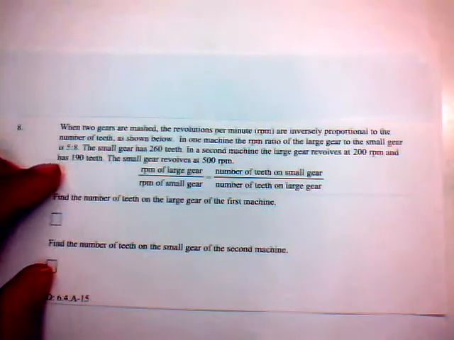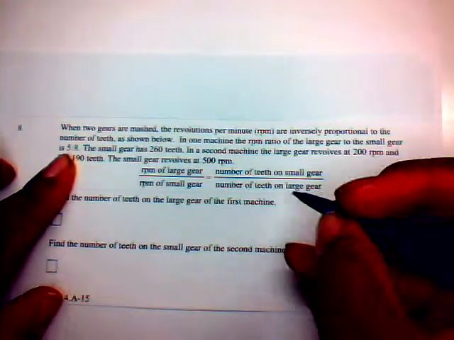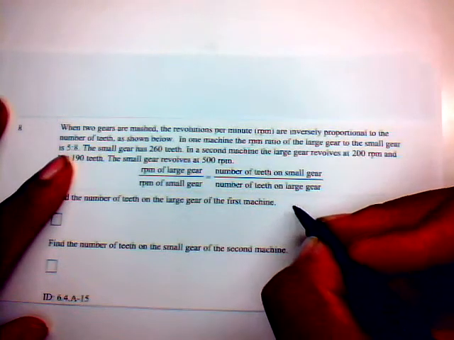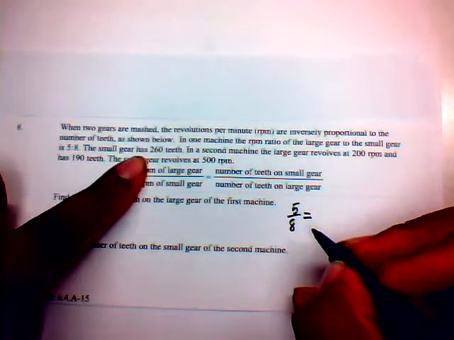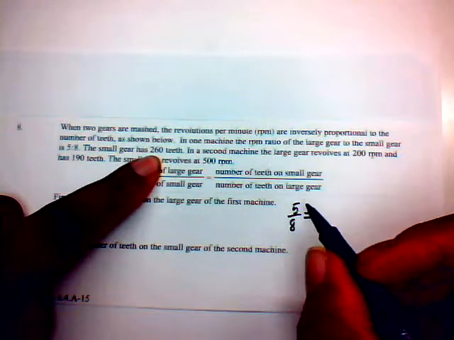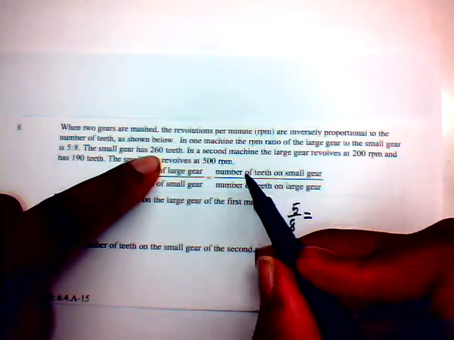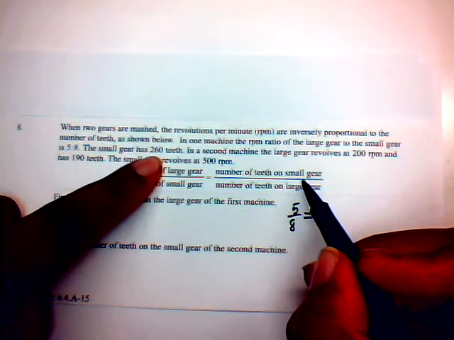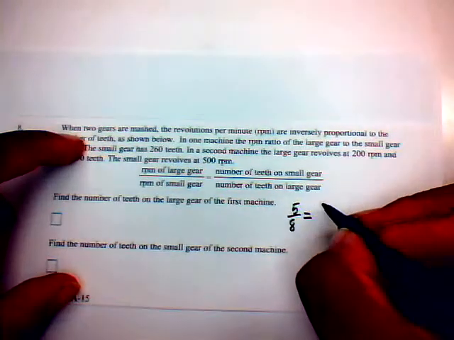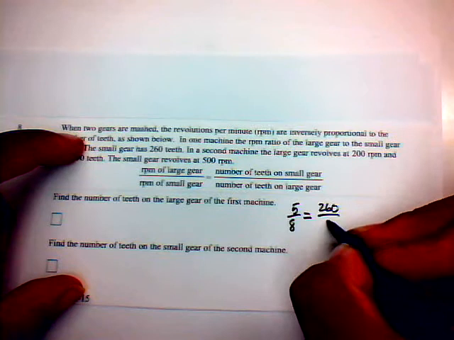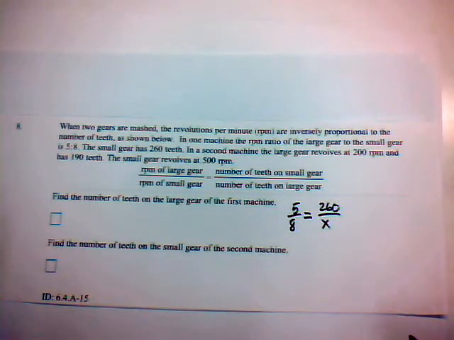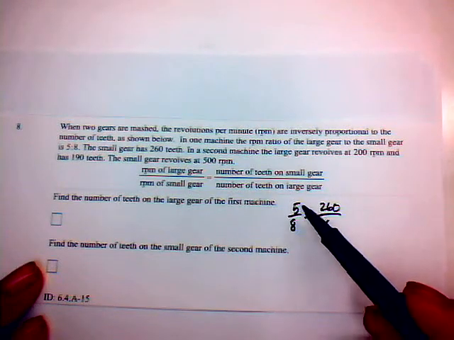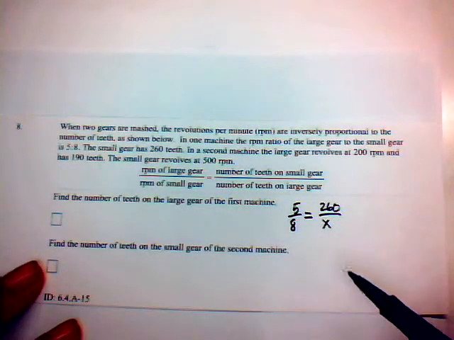Now we say in one machine that the RPM of the large gear to the small gear is 5 to 8. So already that ratio is 5 over 8. The small gear has 260 teeth. Now notice this ratio. The number of teeth on the small gear is given as 260. That goes on top, and we're going to let x be the number of teeth on the large gear of the first machine. So this is your first ratio right here. 5 over 8 is equal to 260 over x.